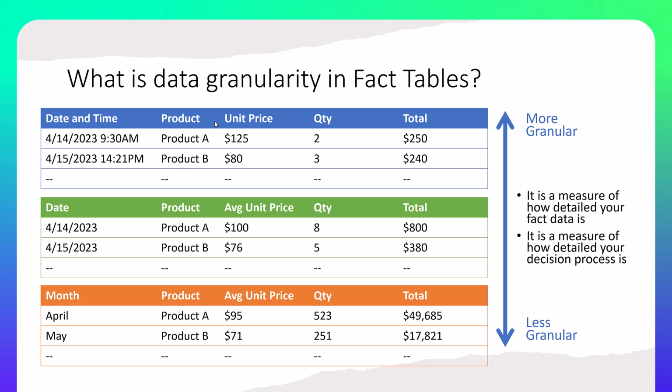So we have three examples here. The first example is the blue table, and this is actually a very granular table because it contains the date and time. So this is actually a transactional table. It's basically like when you go to a supermarket and they start beeping every product that you bought. Every time they use the barcode reader, there is a row that gets created in the table.